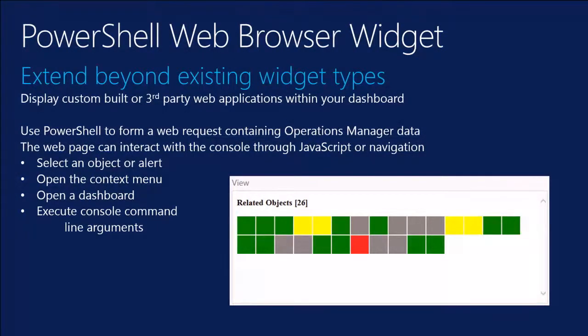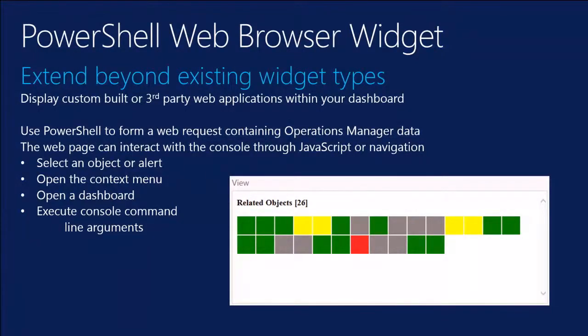Now, that would be, I think, a great step towards new content in our console, but a new visualization isn't truly integrating into the console itself. So what we've done is allow the web page to interact back with the console to do things like select an object or an alert, open the context menu, or really execute any console command line arguments. So you can run tasks, open reports. It really makes these web pages feel like native widgets.